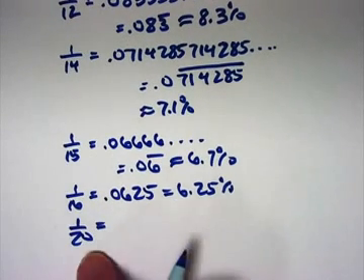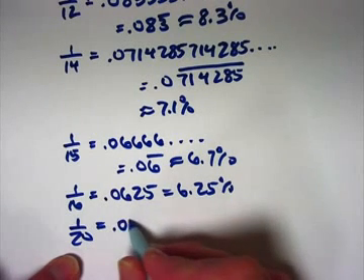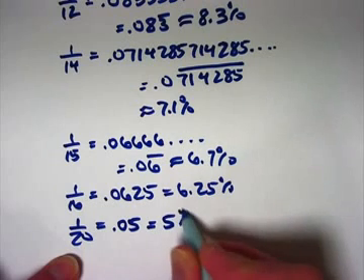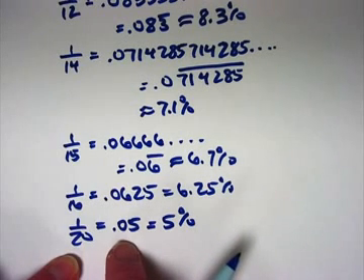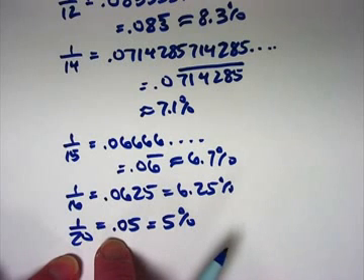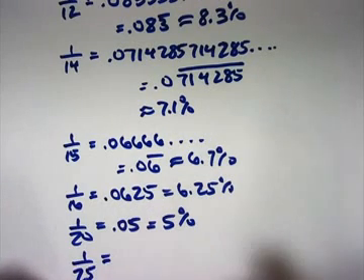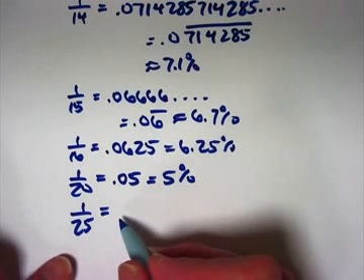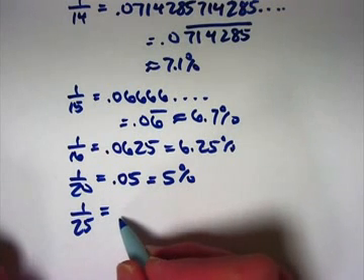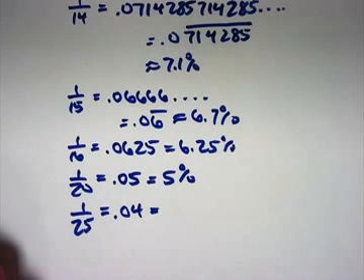A couple more. 1/20 is 1/10 of a half. Think about that. It's got to be 0.05. 5%. 1/10 of a half. Take 0.5 and multiply it by 1/10. You're going to move the decimal one spot to the left and get 0.05. 1/25. Well, how many times does 25 go into 100? It goes 4 times. This is 4%. 0.04, 4%.